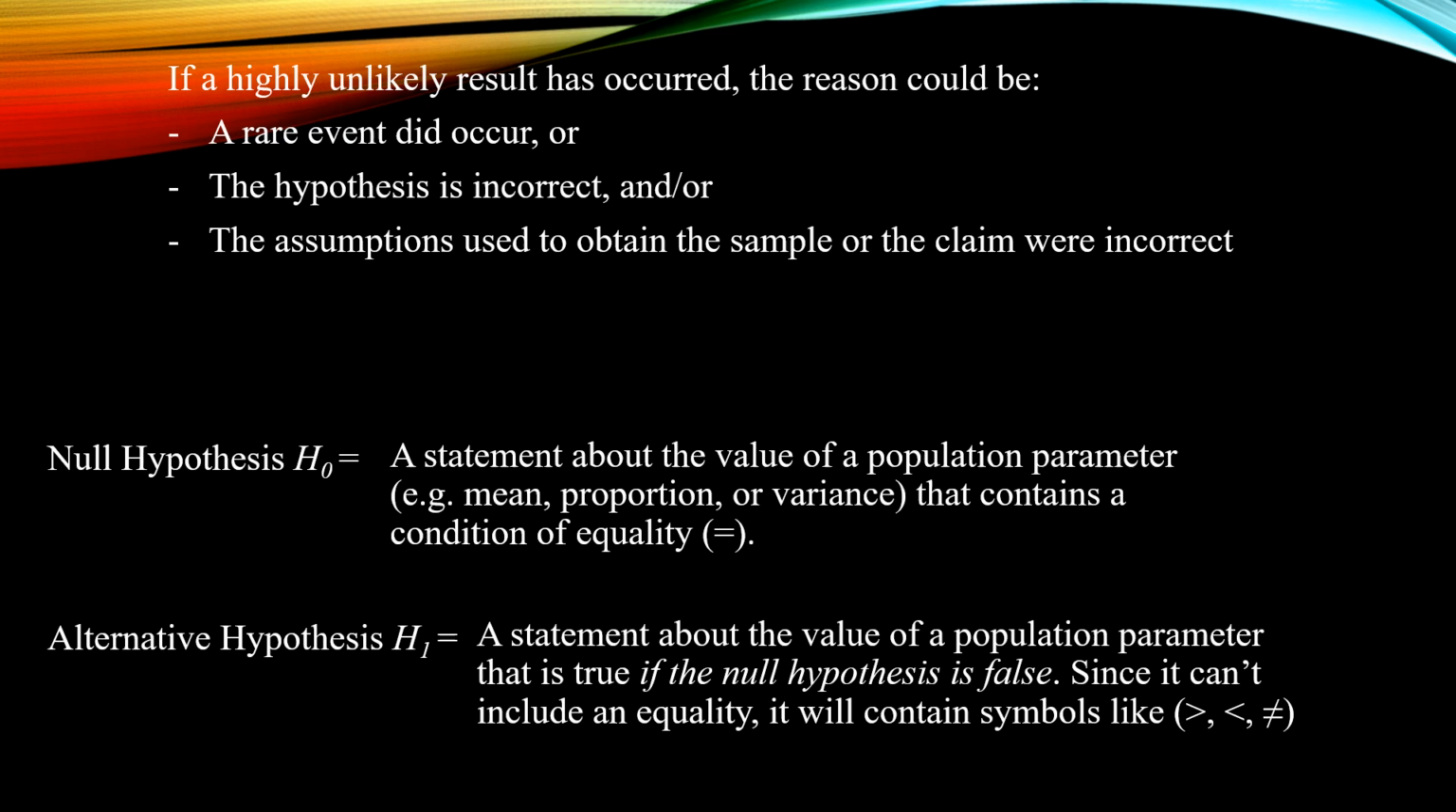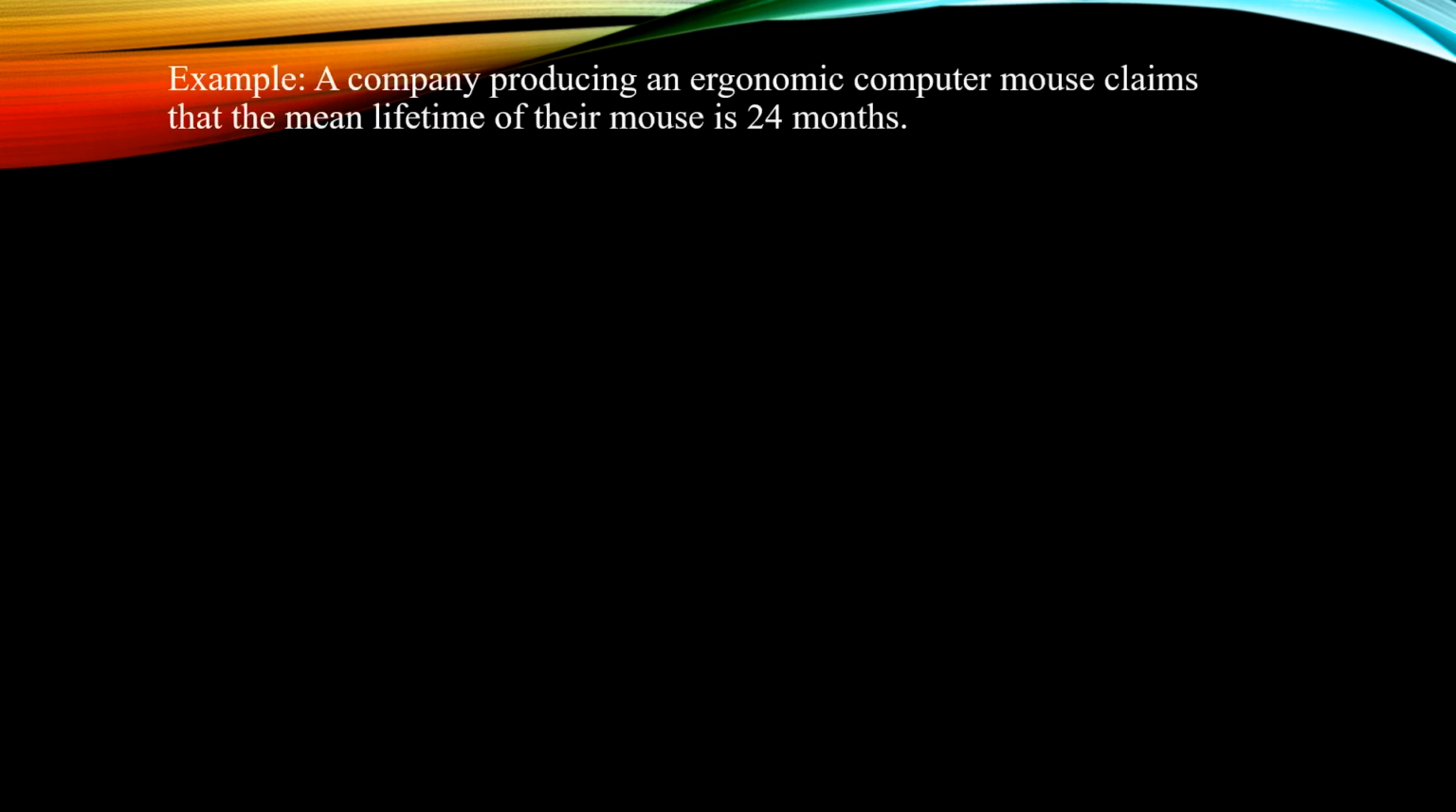So the original claim that is made can be either the null hypothesis or the alternative hypothesis. It just depends whether the claim that was made contains a condition of equality or not. So as an example, if we have a company that is producing an ergonomic computer mouse, and they claim that the mean lifetime of the mouse that they build is 24 months.